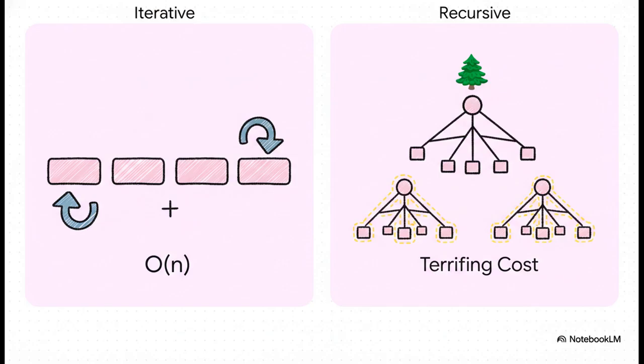Its performance is linear, or O of n. The recursive solution, on the other hand, is really elegant. It defines a Fibonacci number by just calling itself with smaller numbers. But this elegance comes at a terrifying cost. It has exponential time complexity because it ends up recalculating the same values over and over again.